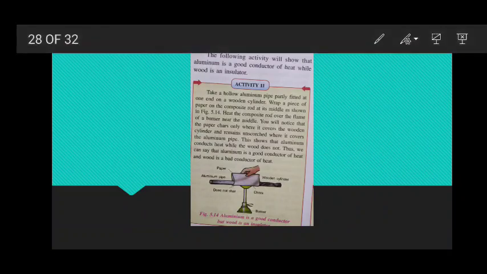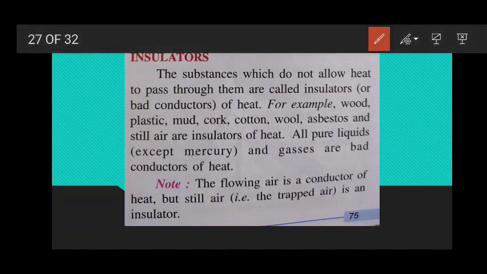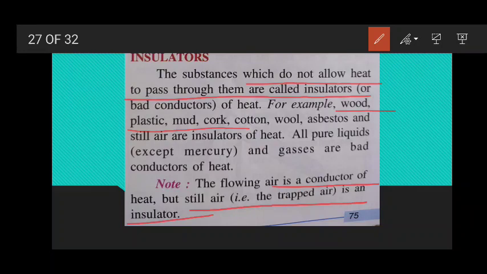Next is the insulator. Insulator means just the opposite of conductors, means those which do not allow heat to pass through them are called insulators. For example, wood, plastic, cork, cotton. Clear? So they are called insulators. Flowing air is a conductor of heat, but still air is an insulator. Always keep in mind that flowing air is a conductor of heat, and still, trapped air is an insulator.